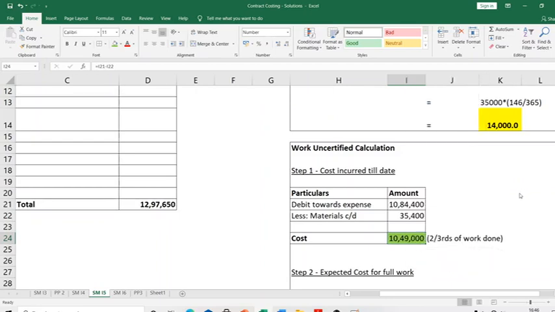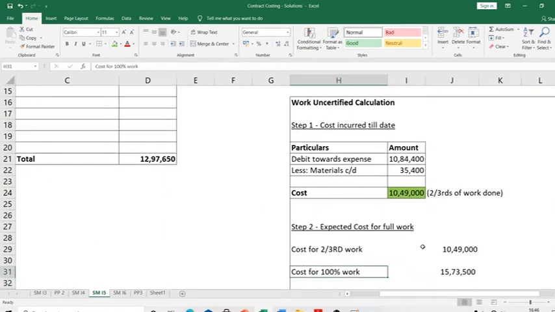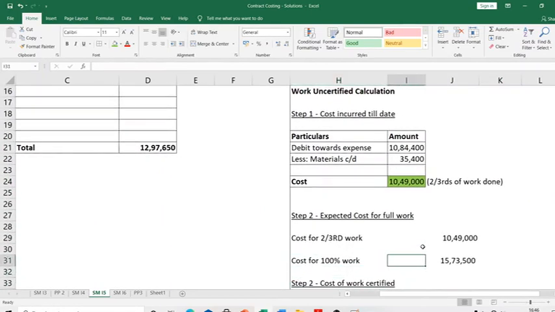10,49,000 is for 2/3. What is for the entire thing? I'm saying 10,49,000 into 3 by 2. If I do this, I am getting cost for 100% completion as 15,73,500. If 10,49,000 is for 2/3, for entire work, I am getting 15,73,500. Now, this 15,73,500 is for 100% of the work.